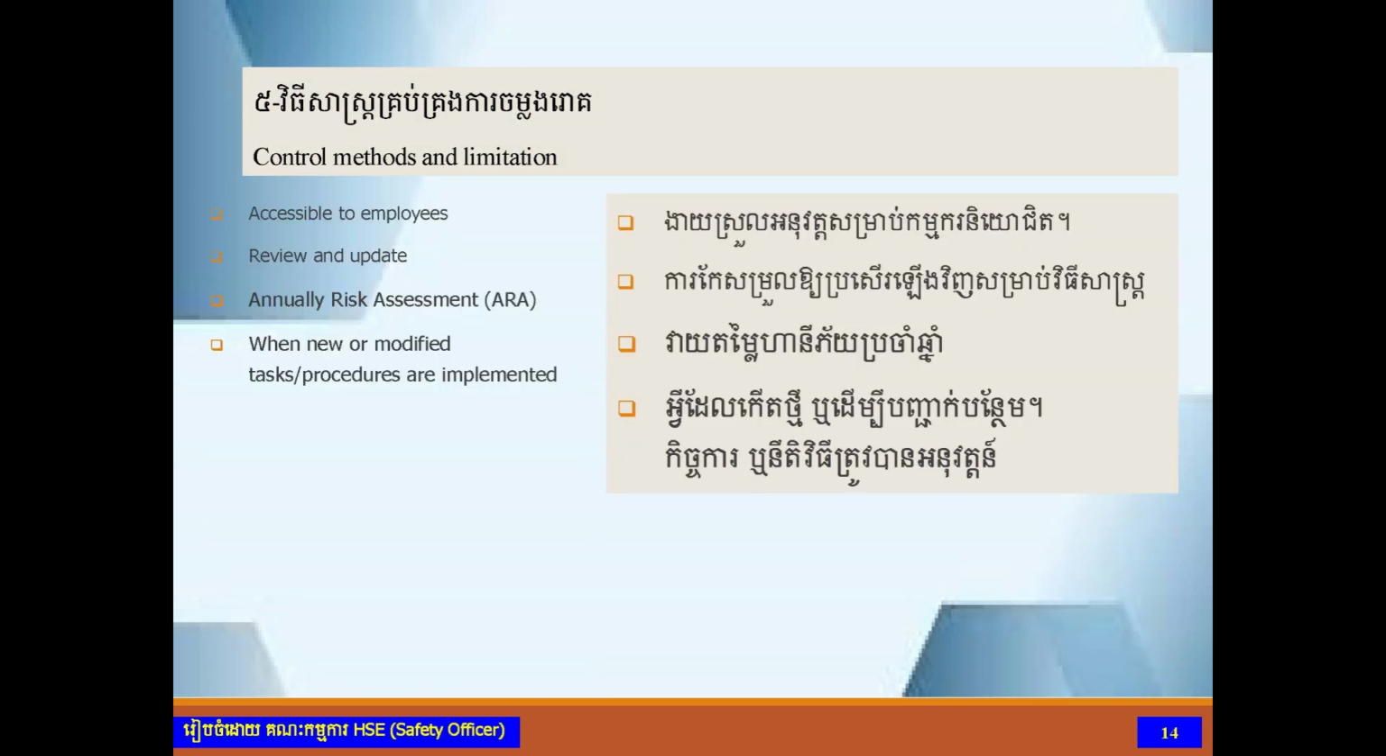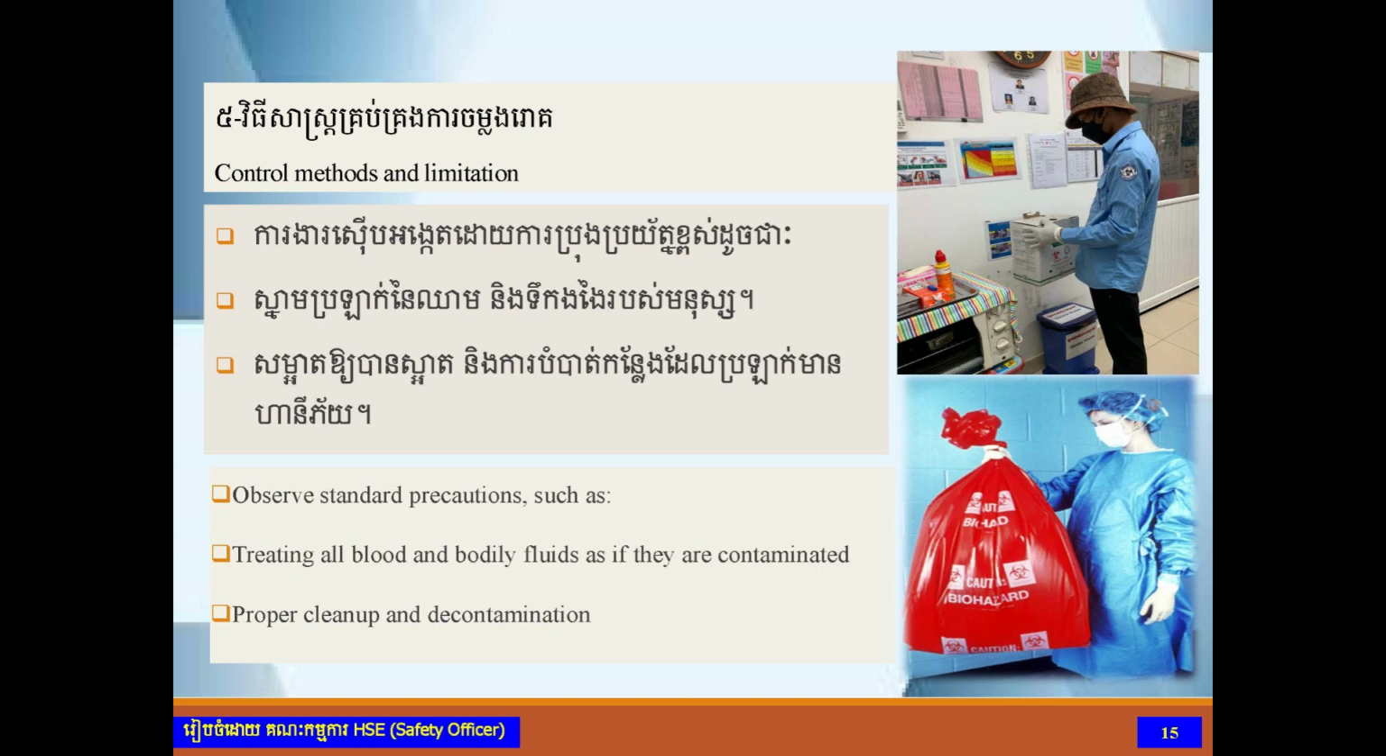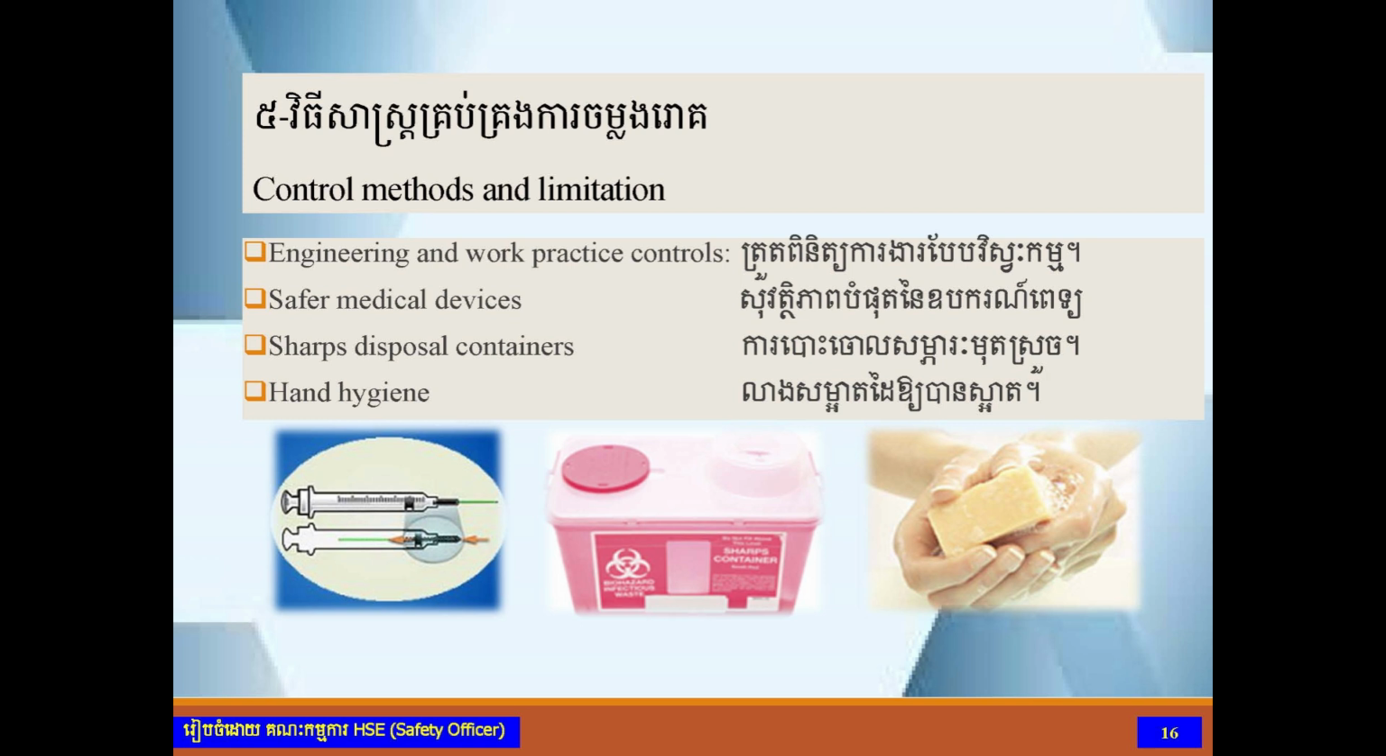14. Additional plan requirements. Accessible to employees. Review and update annually. Conduct a risk assessment, ARA, when new or modified tasks/procedures are implemented. 15. Standard precautions. Treat all blood and bodily fluids as if they are contaminated. Proper cleanup and decontamination. 16. Engineering and work practice controls. Safe medical devices. Sharps disposal containers.